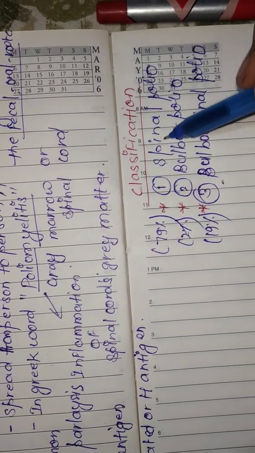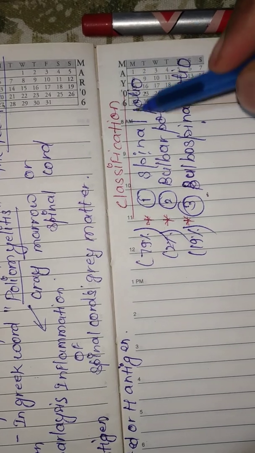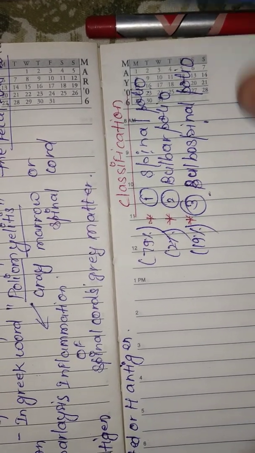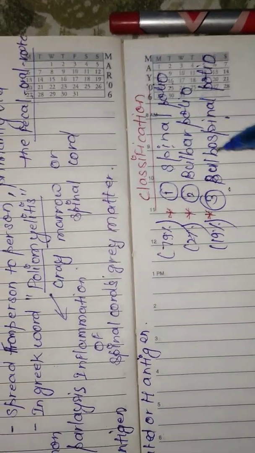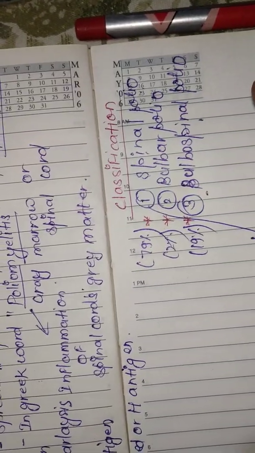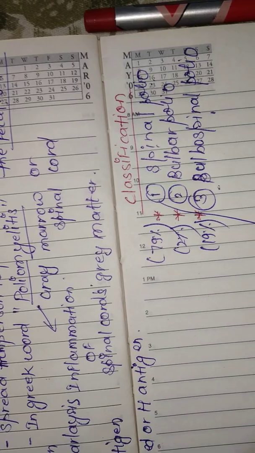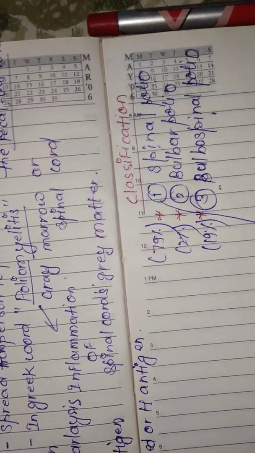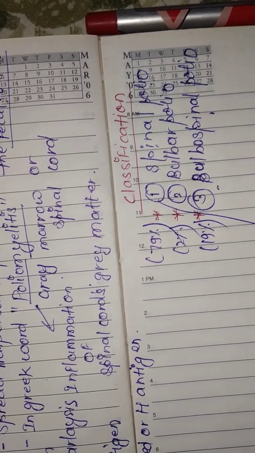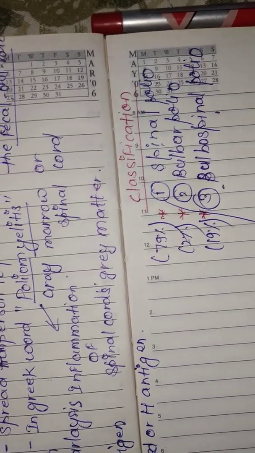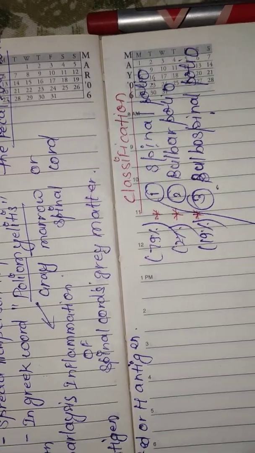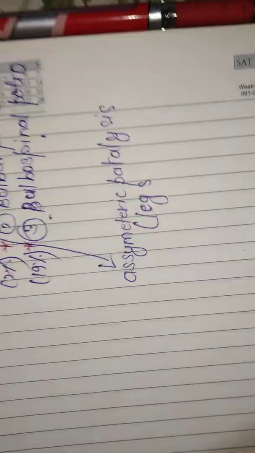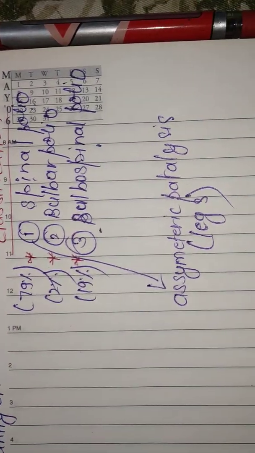Now we'll talk about spinal polio. It's the most common form and is characterized by asymmetric paralysis. The first feature is asymmetric paralysis, which is mostly often in the legs.